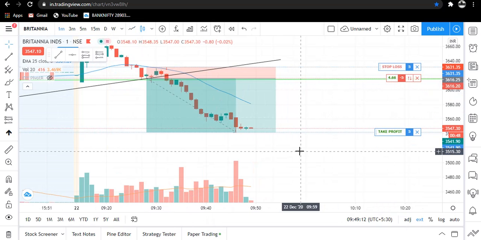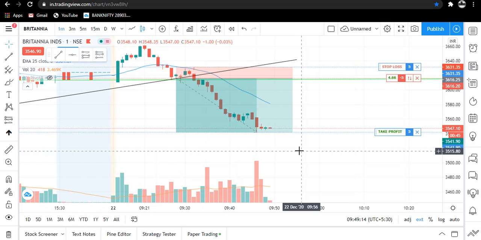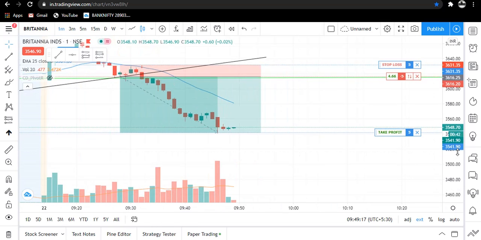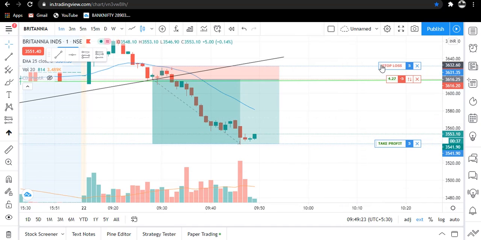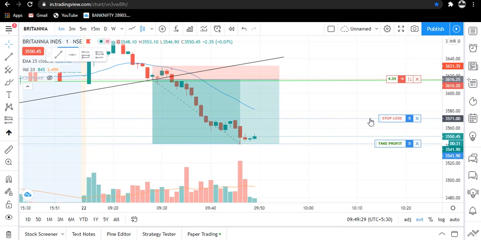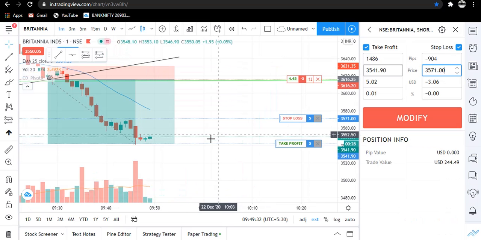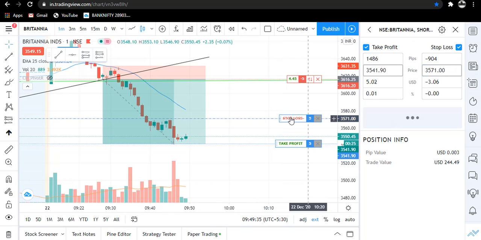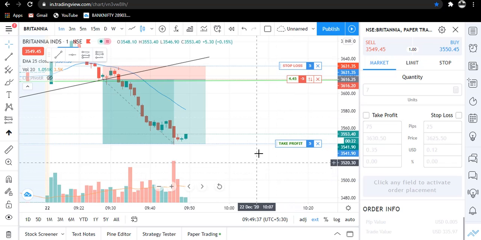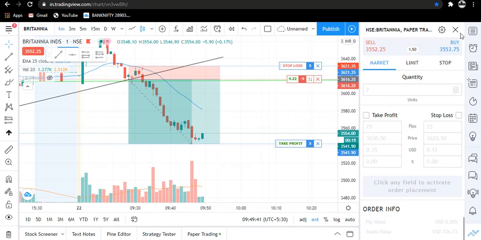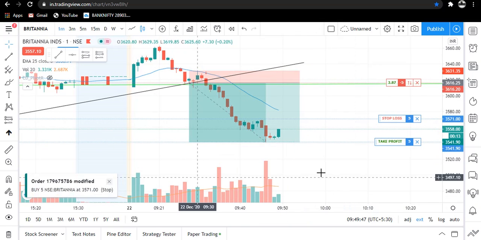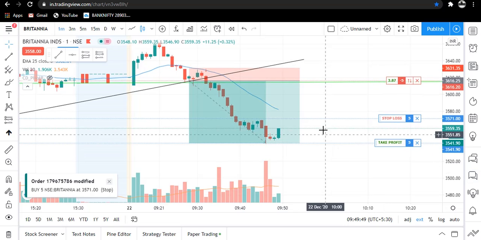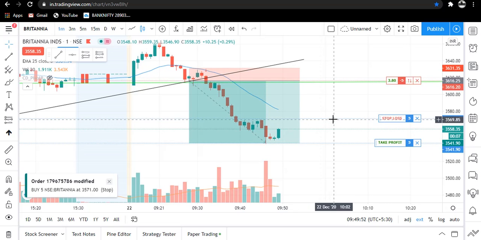So traders, you can see we are very near to our target but our target has not yet been triggered. So what we are doing is trailing our stop loss in Britannia to this swing high to protect our profit or book half of the profit. So I'm trailing my stop loss. Okay traders, it will be placed. Our order has been modified for the stop loss. So if it breaks this, we will book this much profit.